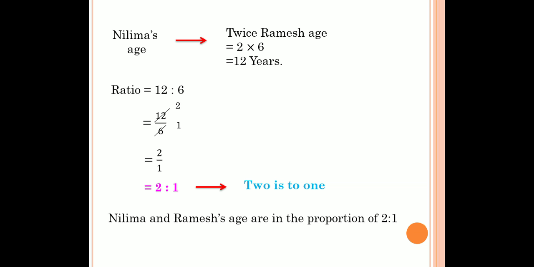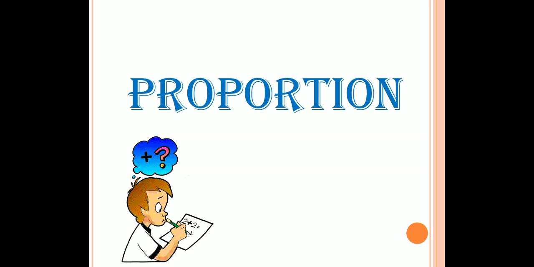Nilima and Ramesh's ages are in the proportion of 2 is to 1. So what is the proportion of their age? 2 is to 1. Now let us see what is proportion. What we just saw was ratio. That is, we found out the ratio of Nilima's age to Ramesh's age. That is how we got it as 2 is to 1. Now let us learn what is proportion.